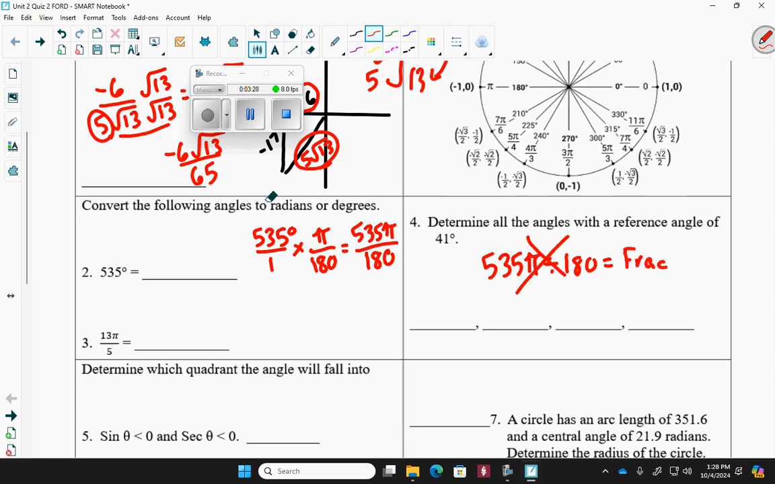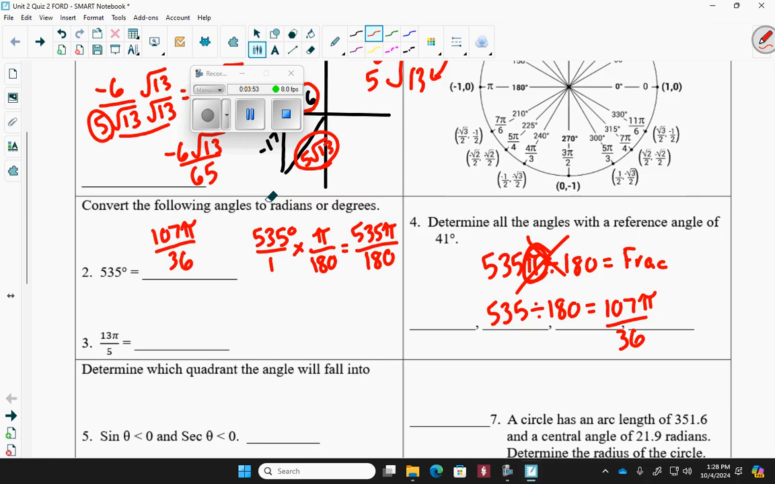Okay, so what you've got to remember is take the 535, do not put the pi symbol in there, so you just do 535 divided by 180, and you're going to get 107 over 36. Now, you left the pi out, you got to bring it back. So it's going to be 107 pi over 36.